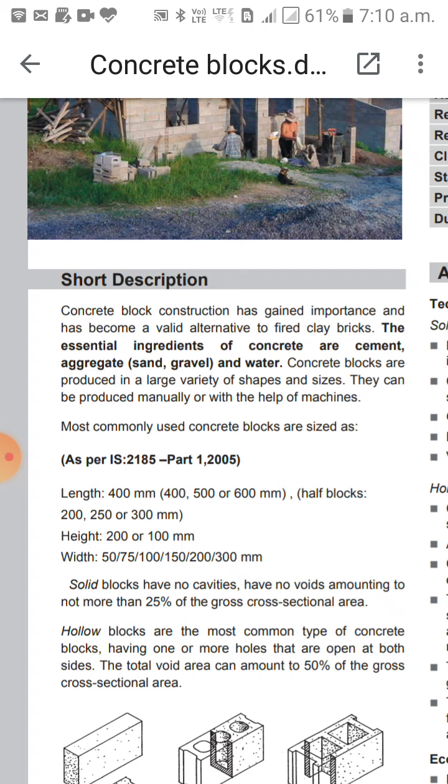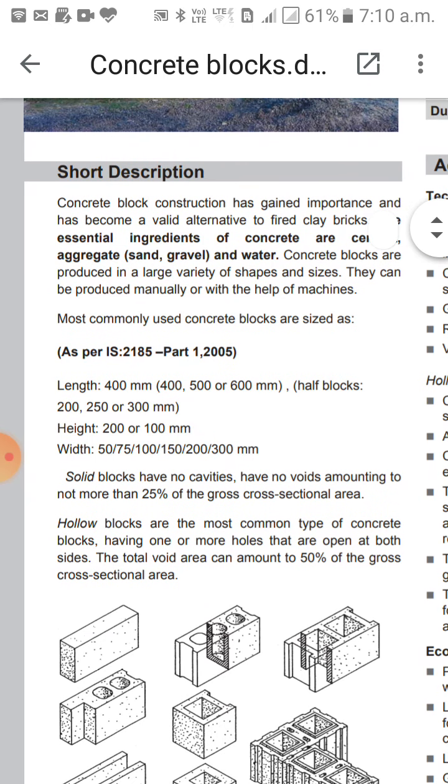So what is a solid block? It is similar to a brick, as shown in the figure. It has no cavities or holes, no voids. And even if you have voids, they should not be more than 25% of the gross cross-sectional area. What is the cross-sectional area? Width into height. You have to leave the length. Width into height is the cross-sectional area.